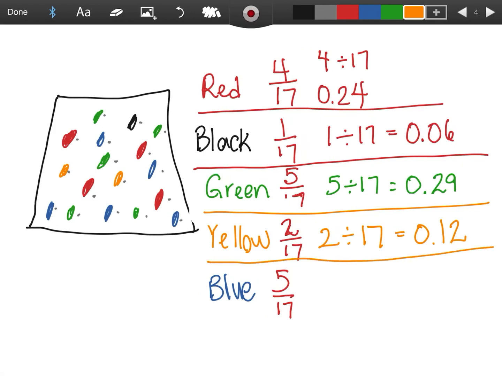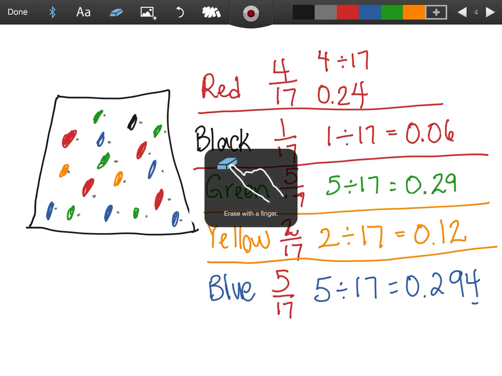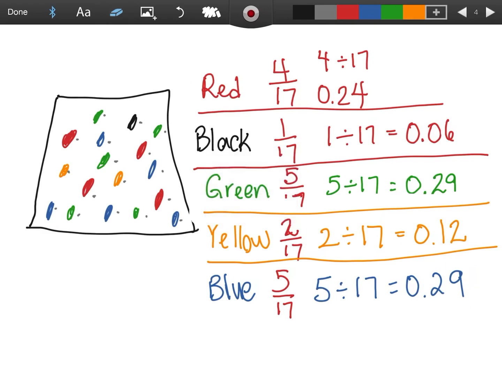And then finally, for blue, 5 divided by 17, which gives me 0.294. That 4 is smaller than 5, so we're going to erase that one. And so there we go, we've got our decimals. And so now we can just erase those decimals and that 0, so this becomes 24%.